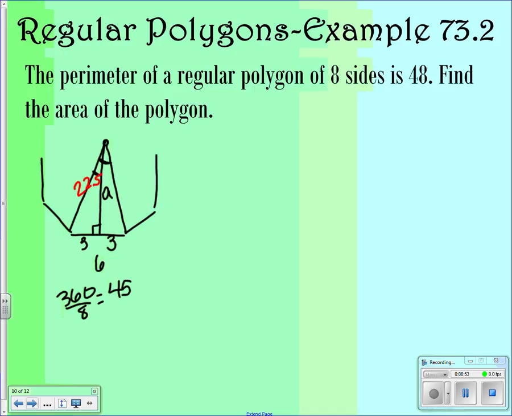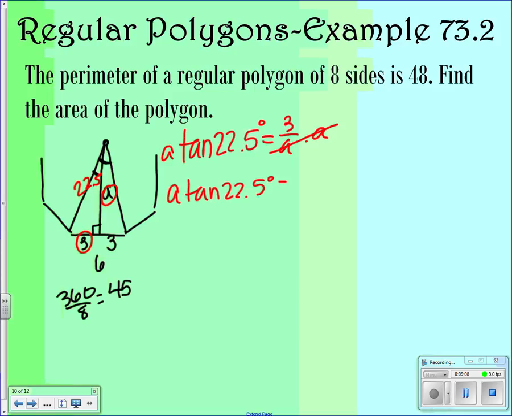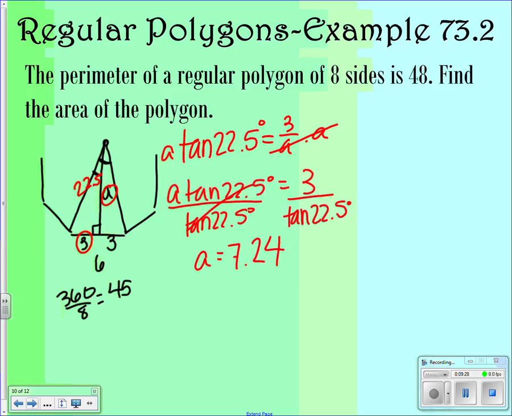And then we can use tangent. The tangent of 22.5 is 3 over a. So multiply both sides by a. You have a tangent of 22.5 equals 3. And then you're going to divide both sides by tangent of 22.5. And so I'm going to have 3 divided by tangent of 22.5 for my apothem, which is approximately 7.24.